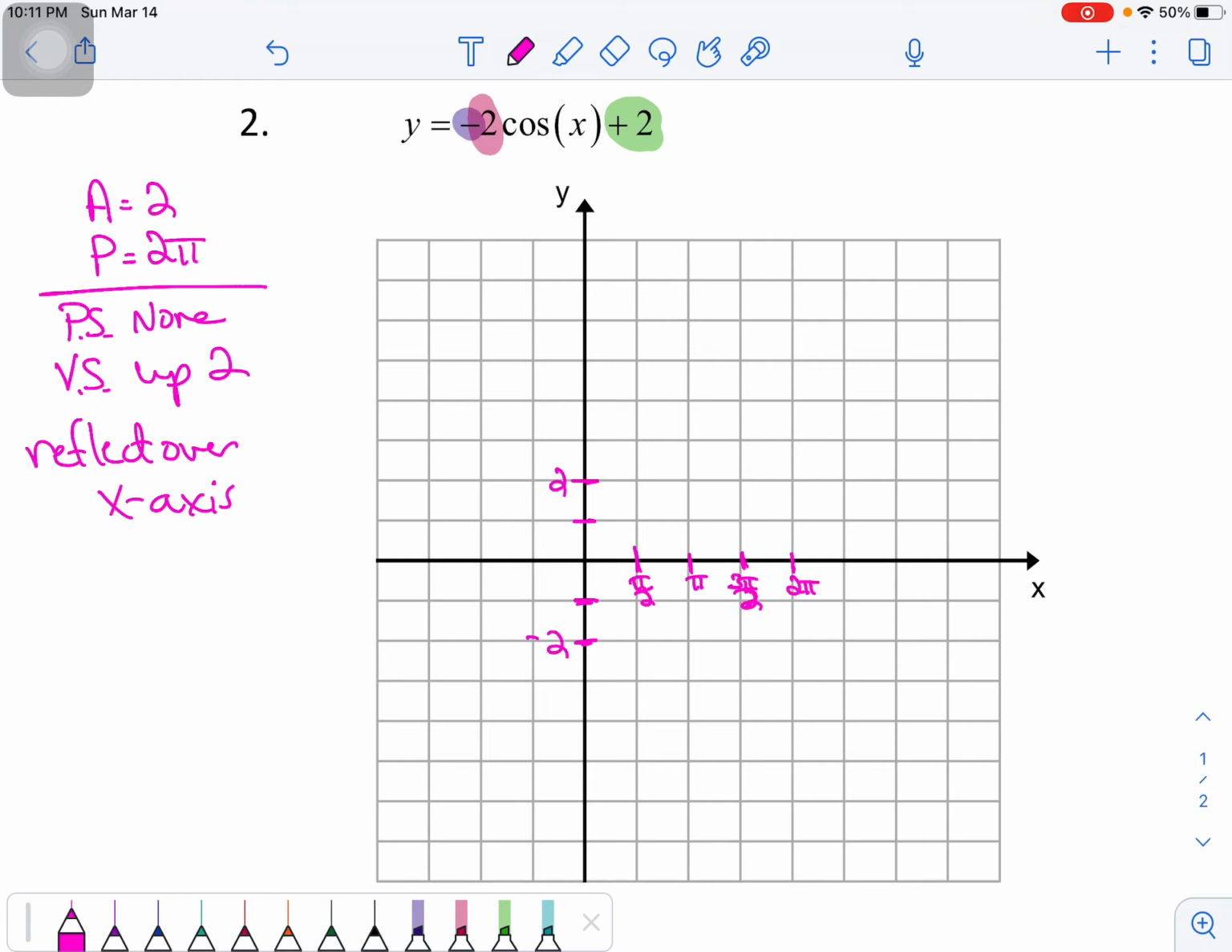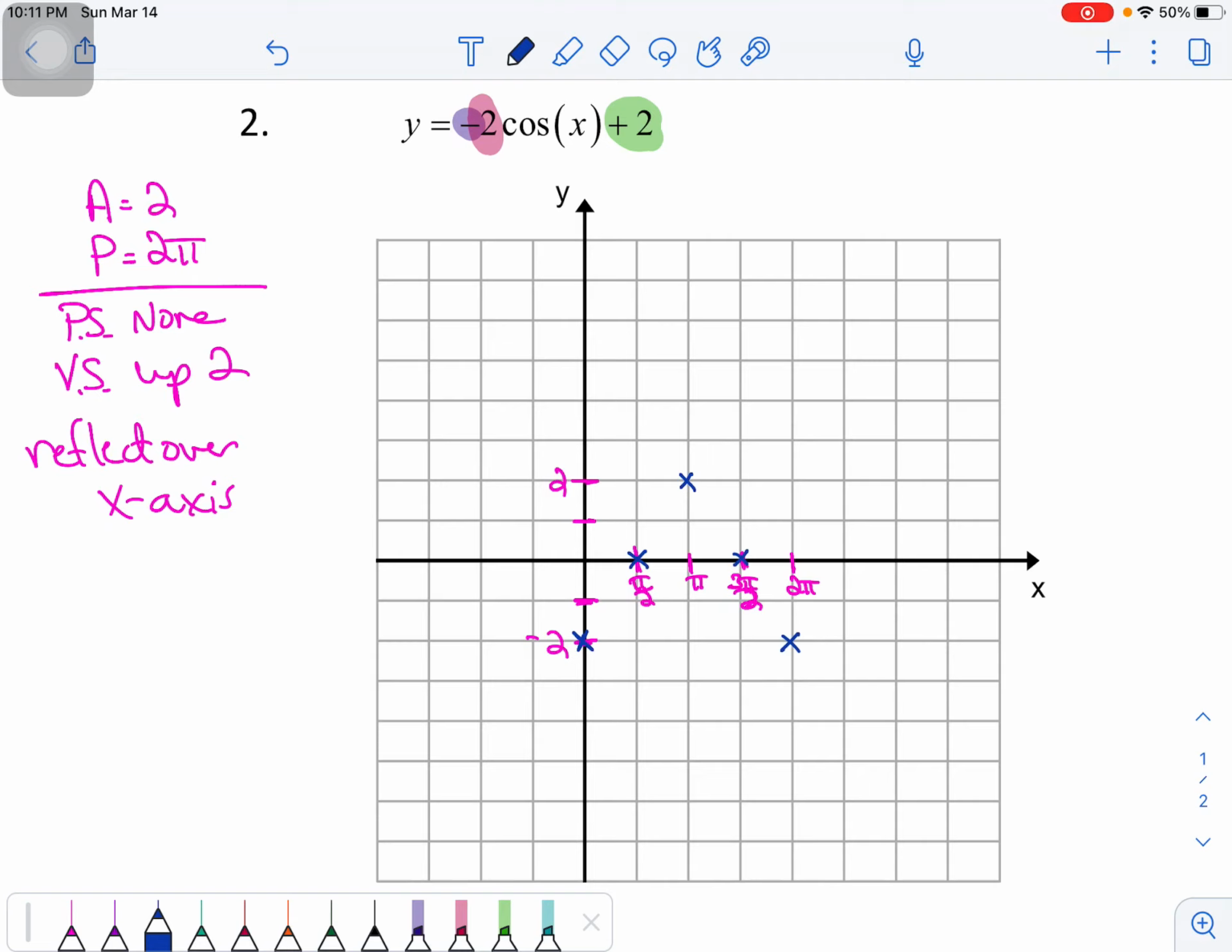All right, so let's see if I can do the amplitude, period, and reflect over the x-axis all in one go. So cosine normally starts off-center high. In this case, because of the reflection over the x-axis, we're going to start off-center low. So at negative 2, midline, maximum, midline, minimum. So there's my 5 points, my 5 critical values.